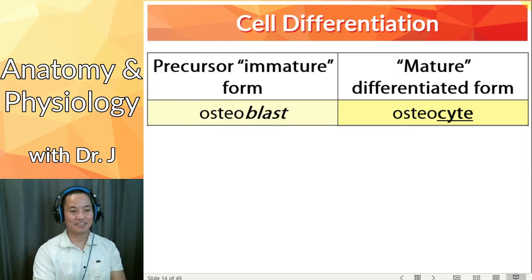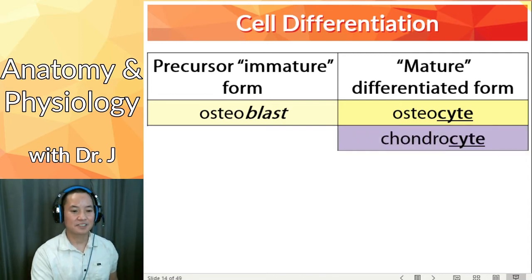And then you have the immature form, so osteoblasts. So again, osteocytes, these are the ones that are completely surrounded by matrix, and they're kind of just maintaining the surrounding matrix. Osteoblasts, these are the ones that are building new osteoid to build new bone matrix.